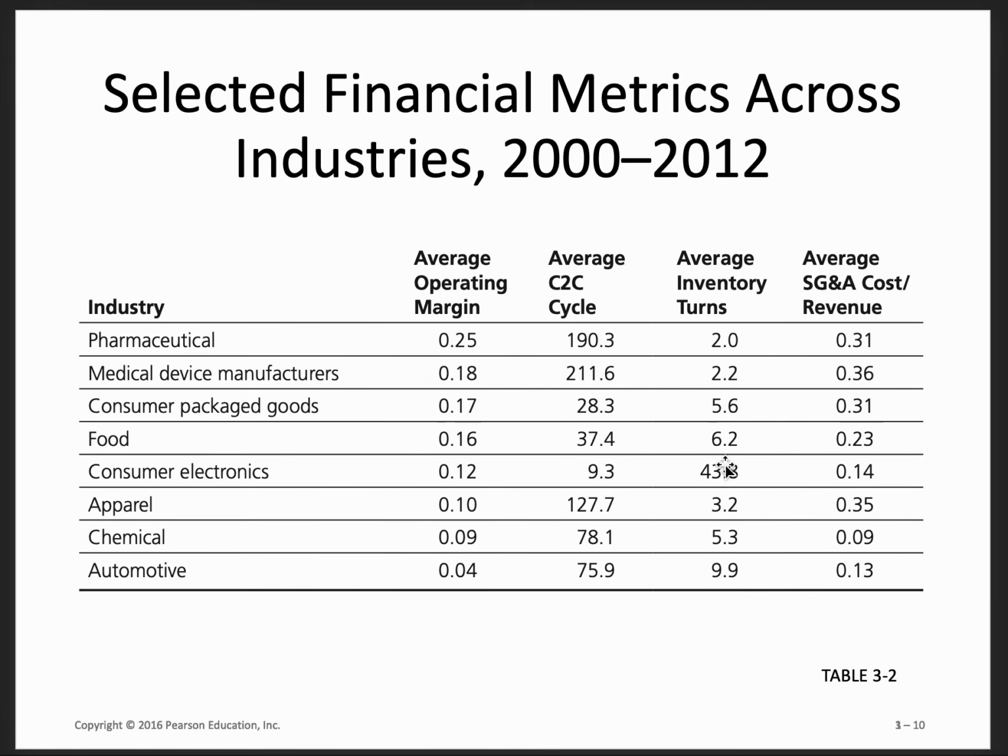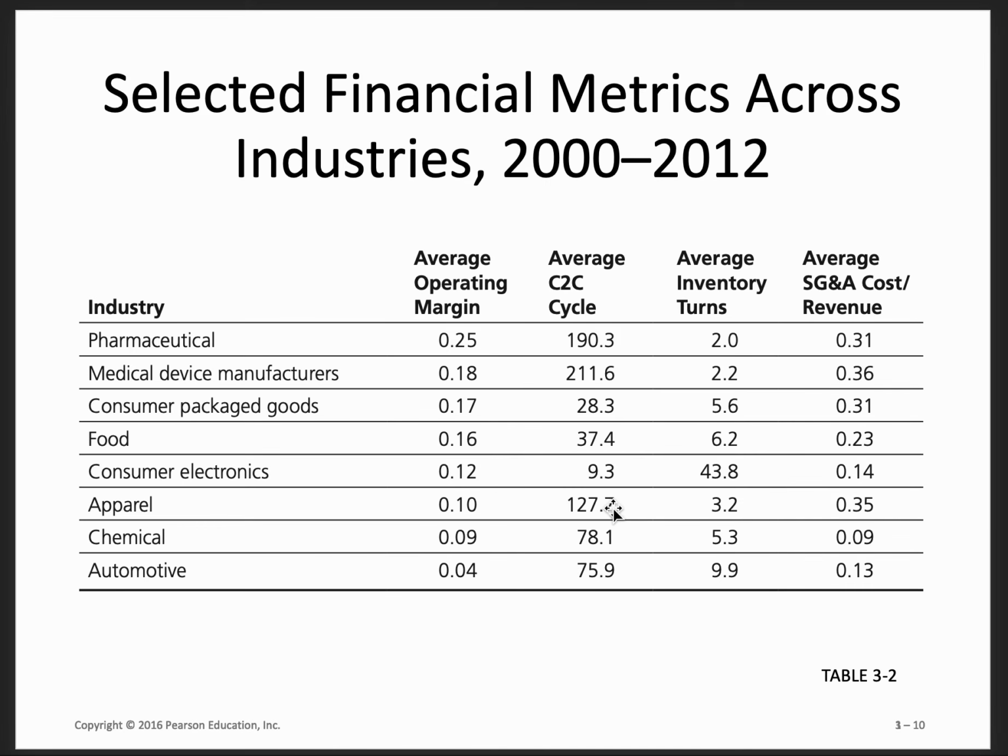So here are some numbers for industries in general. Pharmaceutical industries have a cash to cash cycle of about 190 weeks, but if you look at consumer electronics, their cash to cash cycle is about 9 weeks, right? So it's much faster there because it's a faster moving industry. But look at apparel. It has a very large cash to cash cycle because it has a very large life cycle, right? A lot of apparel gets made in one part of the world and sold in a different part of the world, so there's a lot of lead time there.